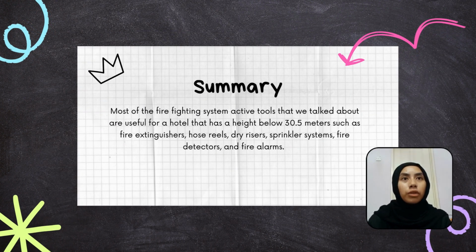Summary. Most of the firefighting system active tools that we talk about are useful for a hotel that has a height below 30.5 meters, such as fire extinguishers, hose reels, dry risers, sprinkler systems, fire detectors, and fire alarm.